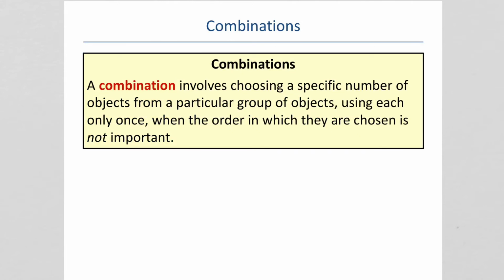A combination. Combinations involve choosing a specific number of objects from a particular group of objects, using each only once, when the order in which they are chosen is not important. So the big thing to remember here is order not important, because that's going to be the difference between a combination and a permutation.